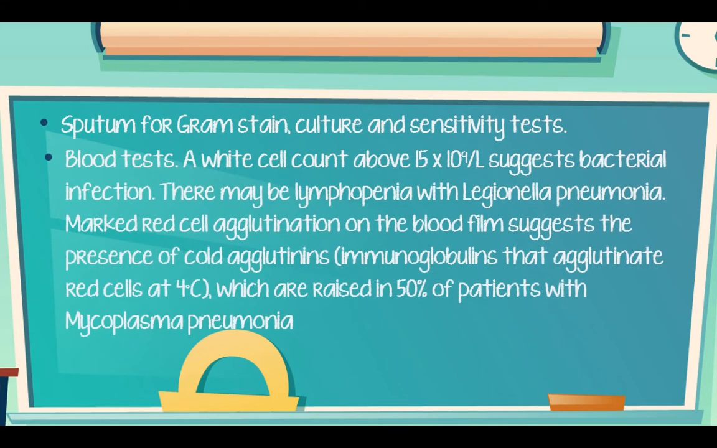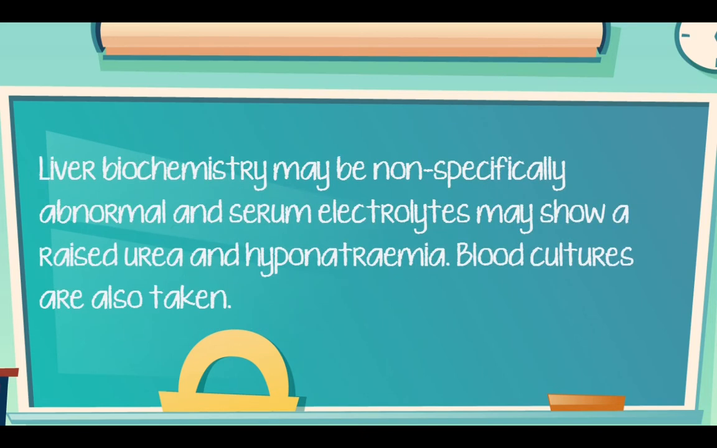Sputum for gram stain, culture and sensitivity tests. Blood tests. A white cell count above 15 × 10⁹ per liter suggests a bacterial infection. There may be lymphopenia with Legionella pneumonia. Marked red cell agglutination on the blood film suggests the presence of cold agglutinins, immunoglobulins that agglutinate red cells at 4 degrees centigrade, which are raised in 50% of patients with Mycoplasma pneumonia. Liver biochemistry may be non-specifically abnormal and serum electrolytes may show a raised urea and hyponatremia. Blood cultures are also taken.